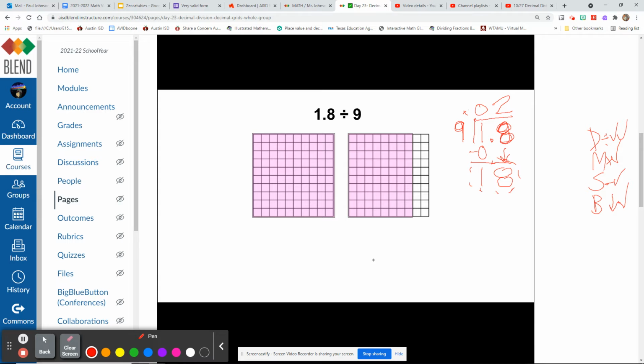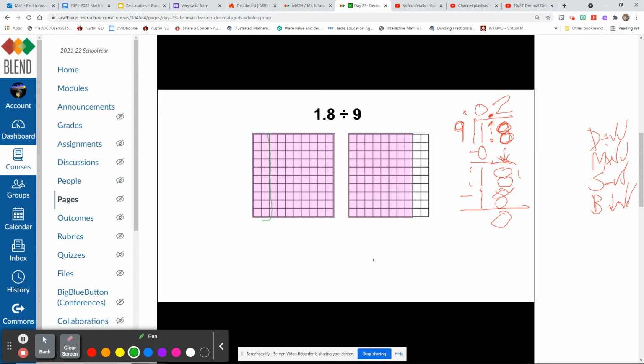All right, so 9 times 2 is 18. And then we subtract, 18 minus 18 is 0. And then we're going to bring up our decimal point to the top of the house. So it looks like 2/10 will fit in each group if we divide 1 8/10 into 9 groups.